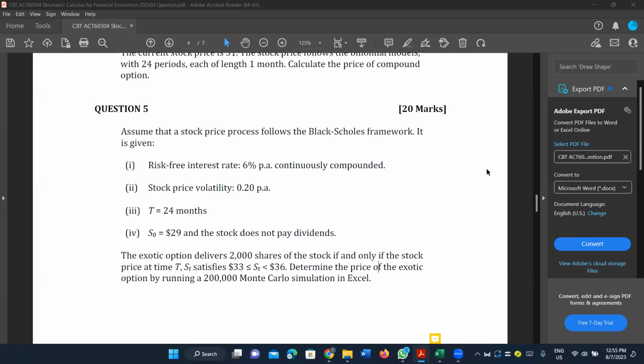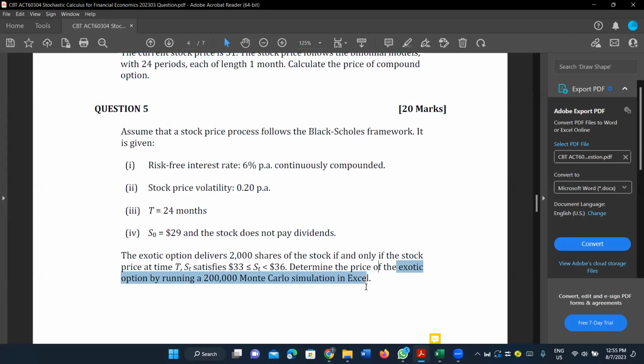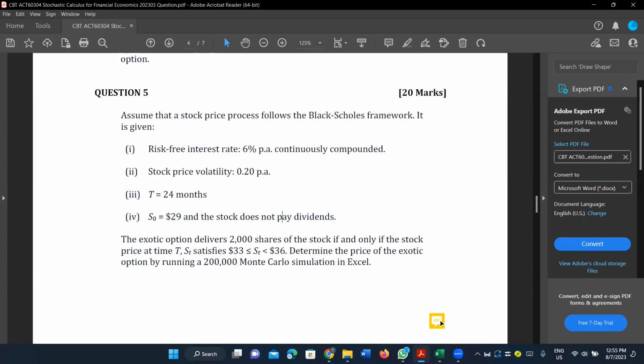Question 5 asks to find the price of the exotic option by running 200,000 Monte Carlo simulations in Excel, and the risk-free rate is 6%, the sigma is 0.2, and the T is 24 months, S0 is 29, and the delta is 0 since the stock does not pay any dividends. Monte Carlo simulation is a method used to calculate the expected payoff by taking the average payoff of certain randomly generated numbers.